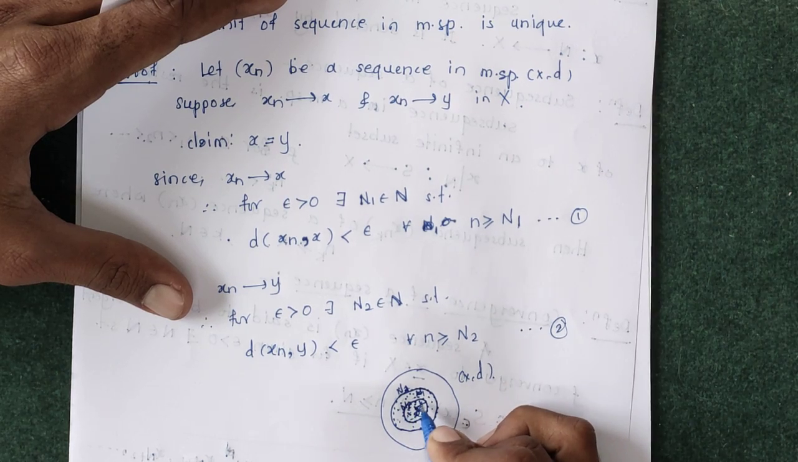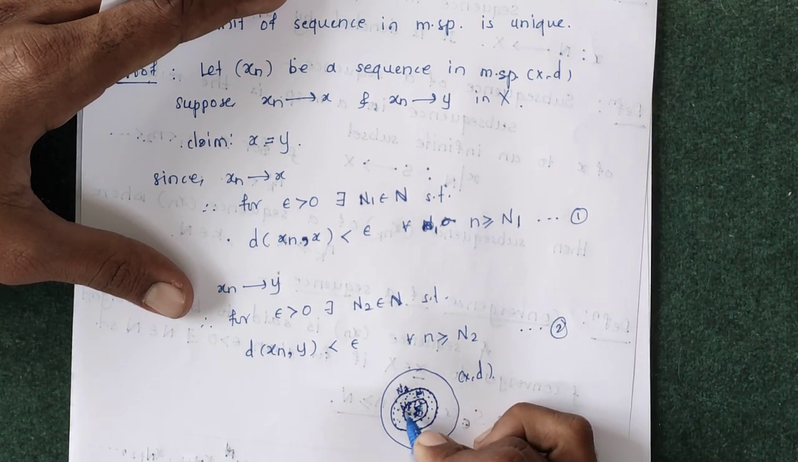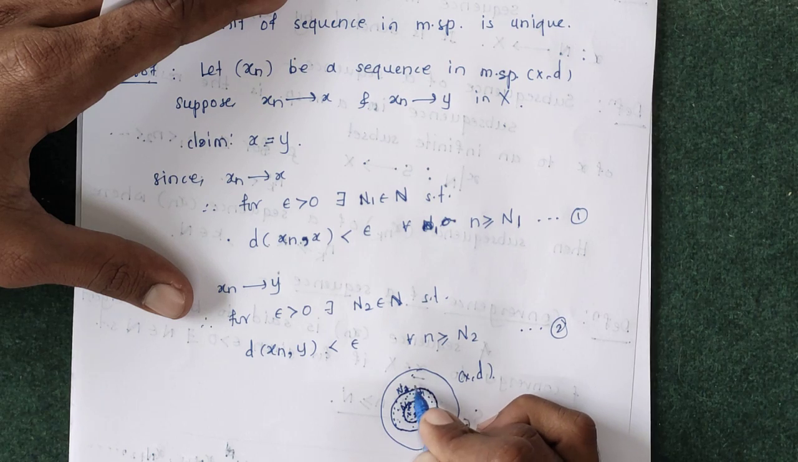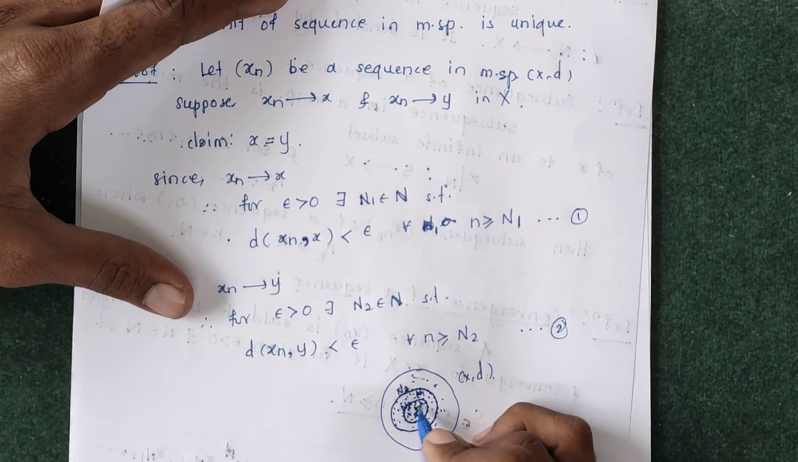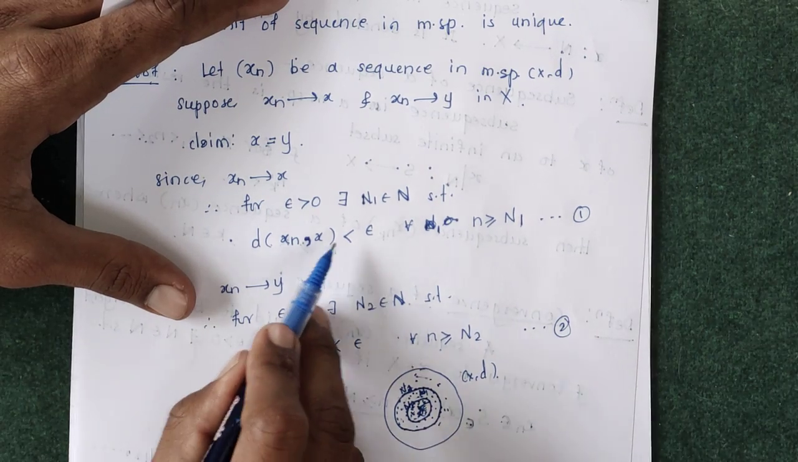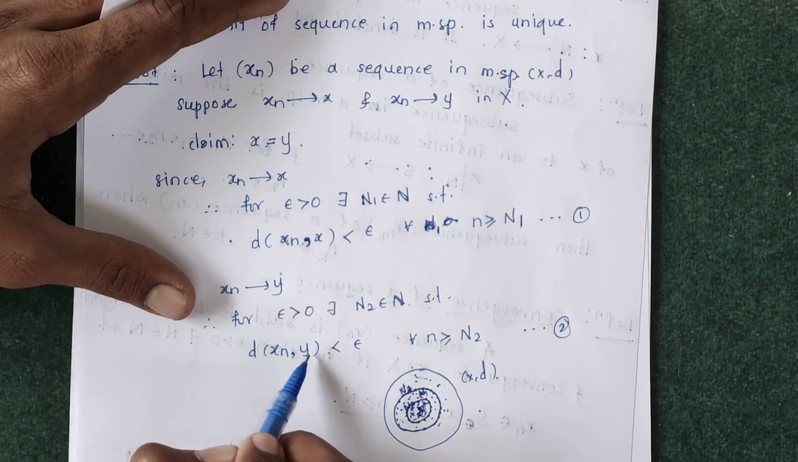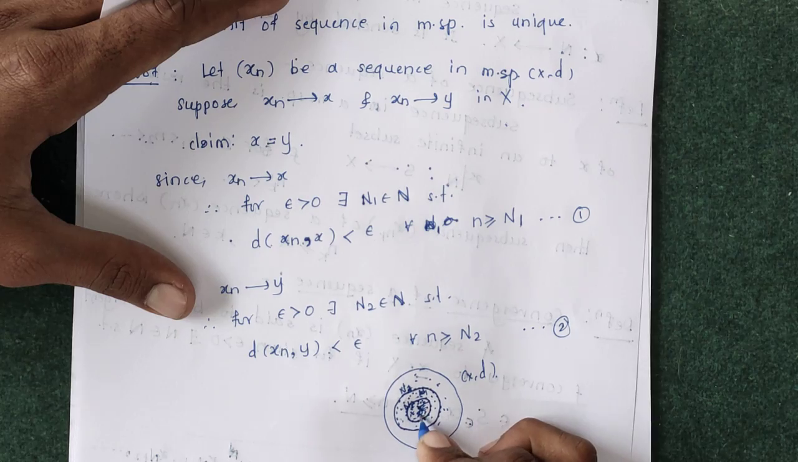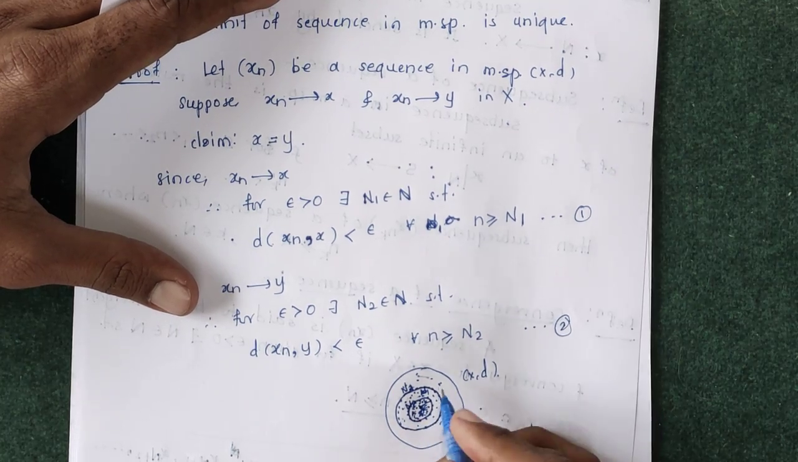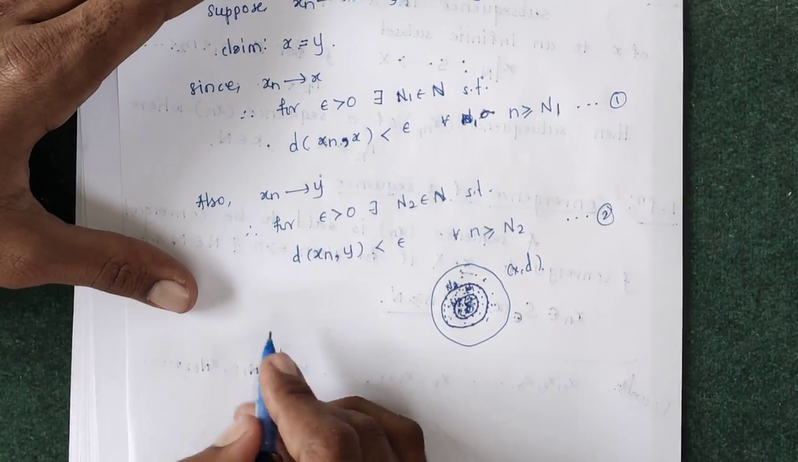If we choose the maximum number between n1 and n2, so here n2 is the maximum, the elements of the sequence are here, then obviously both conditions, the distance between xn and x less than epsilon and the distance between xn and y less than epsilon, are satisfied for these elements. So there is no need to write this diagram.